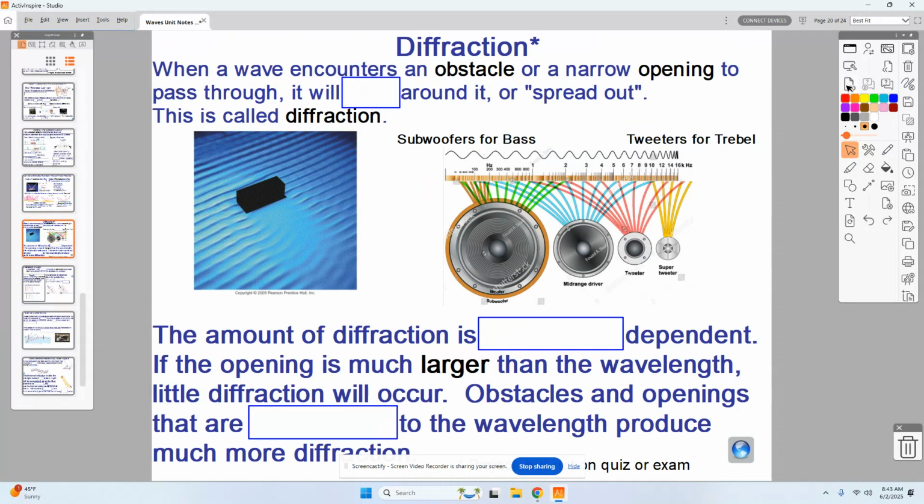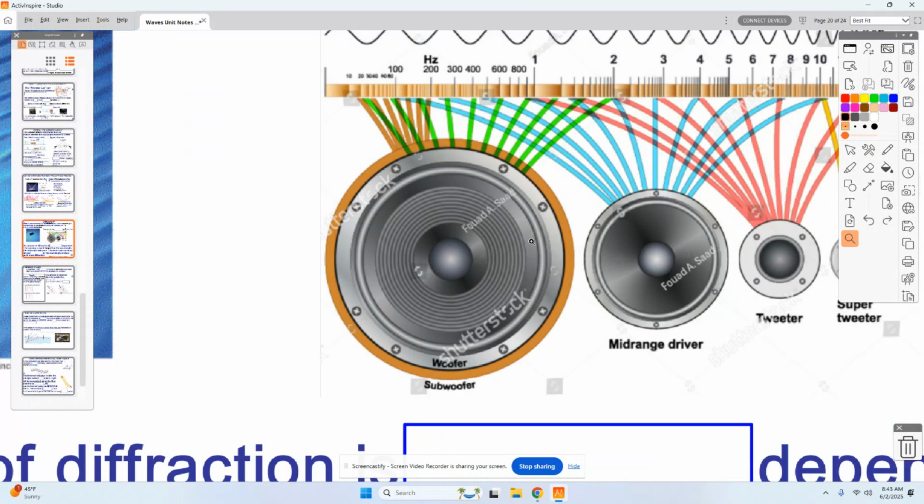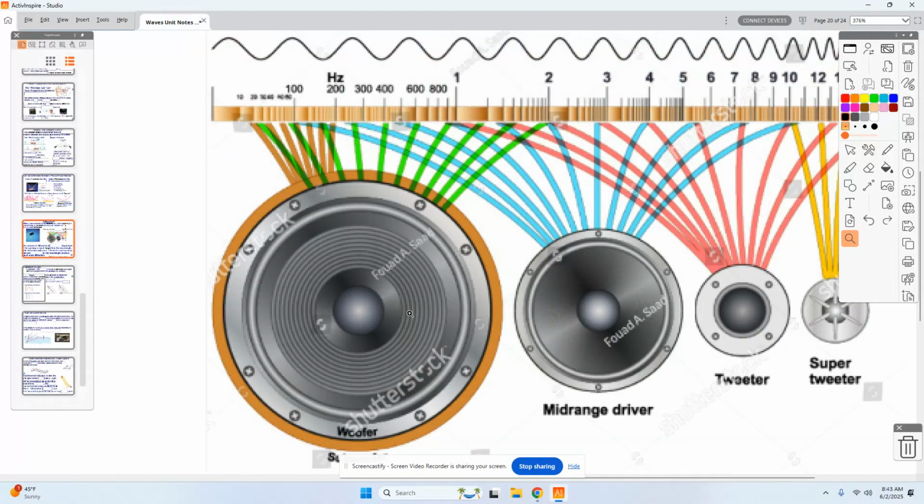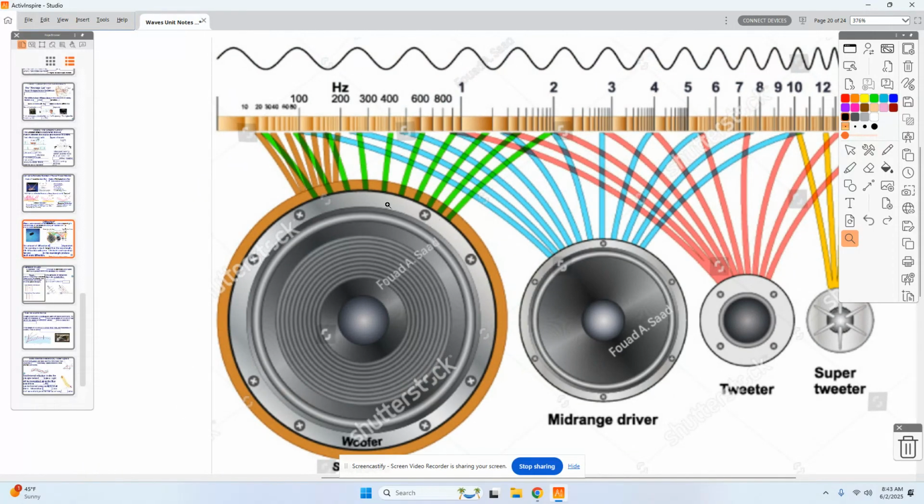We can also have something called diffraction. When waves encounter an obstacle or a narrow opening to pass through, they're going to bend around it or spread out. So light can bend at the interface or at that opening. Subwoofers use this idea to produce low frequency sounds. The low frequency sounds are going to spread out better from a large speaker than from a small speaker. If the wavelength is comparable to the size of the speaker, it's going to spread out some.